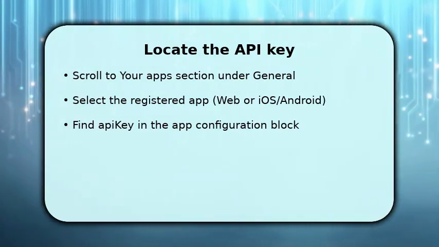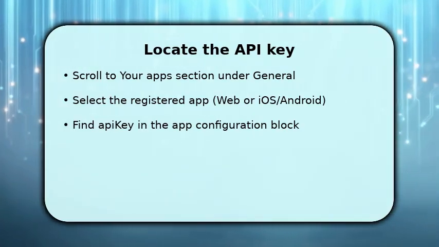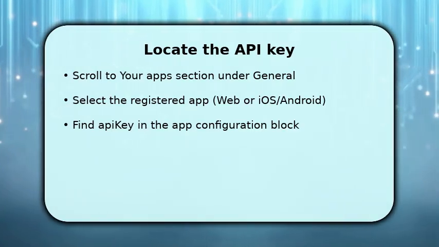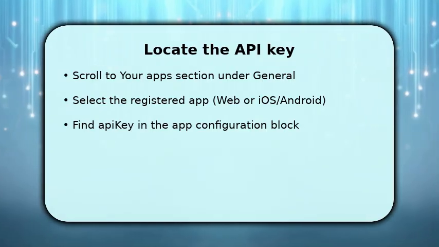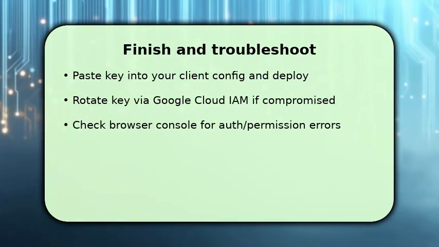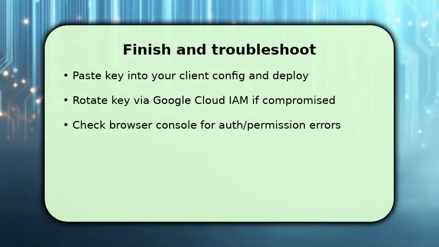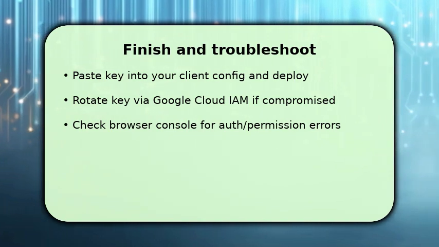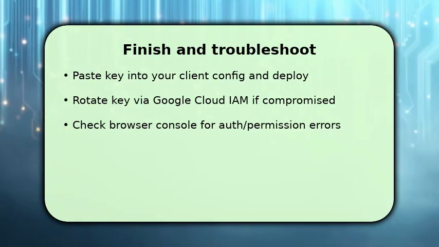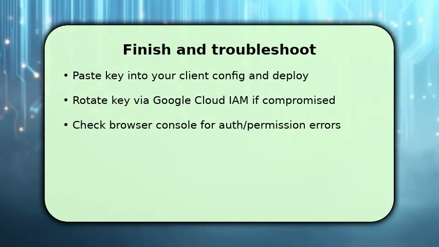Copy it carefully. Make sure you pick the key from the correct environment, production versus staging, so you do not mix credentials between deployments. After copying the API key, place it in your client's config and restart the app to confirm connectivity. If requests fail, check the browser console for errors and confirm the API key matches the intended project. Mismatched keys cause authentication failures.